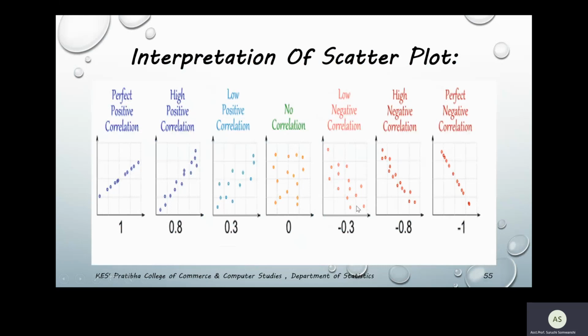Now again the question is, what are the low, high, and perfect negative correlations? Similar to the positive correlation, if the points are very much scattered on the xy plane, then it is a low negative correlation. If the points are very much dense, then it is a high negative correlation. And if they are perfectly on the same line of best fit, then it is a perfect negative correlation. So this will help you to interpret the scatter plot.